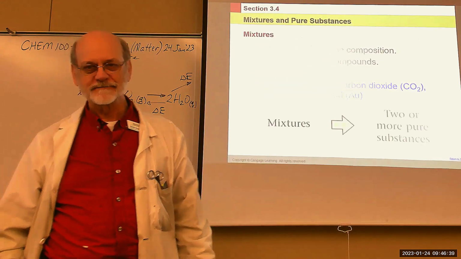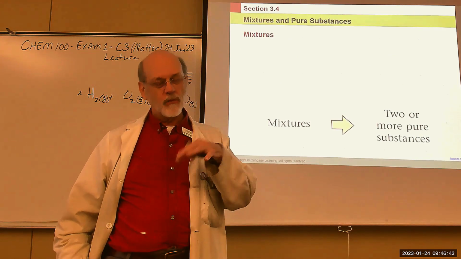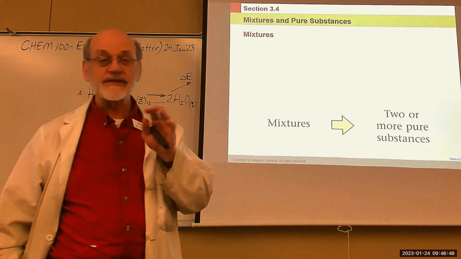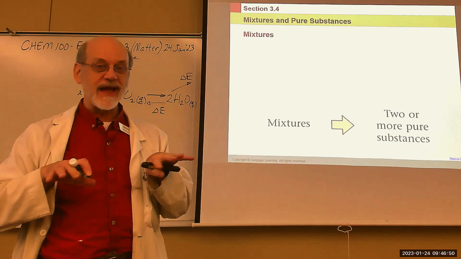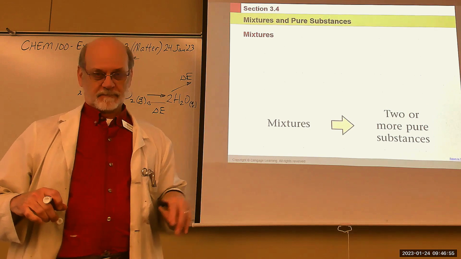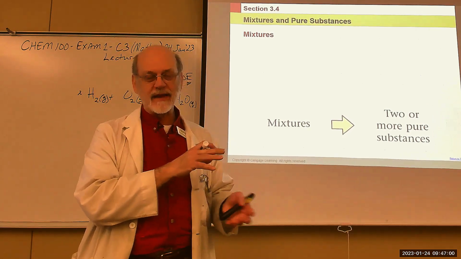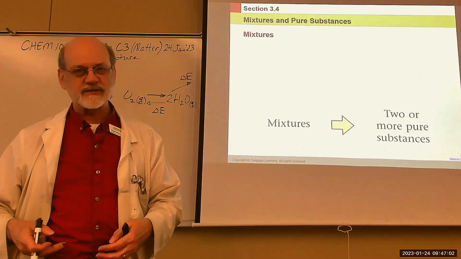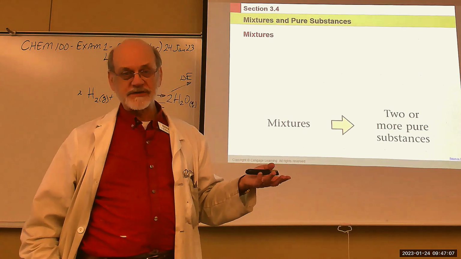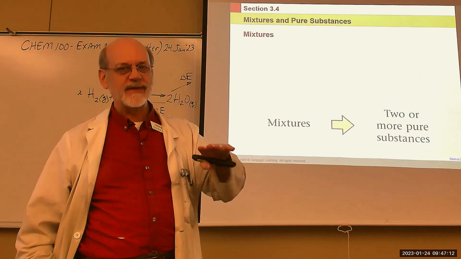Now, if you combine two or more pure substances, you get a mixture. This assumes that those substances do not react with one another, that they do not undergo a chemical reaction. If they do, then you've changed the identity of everybody, and a different description has to be made. It could be a pure substance, or it could be a mixture that results. But in this case, we're just saying this is a physical phenomenon.